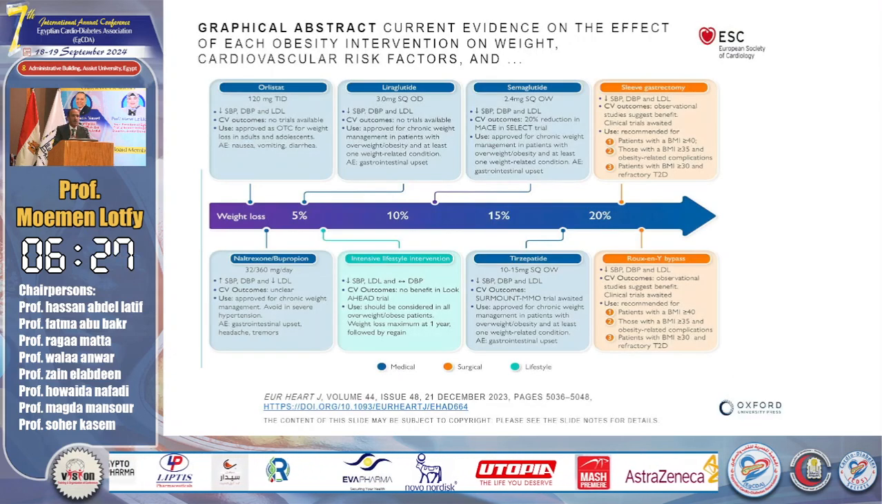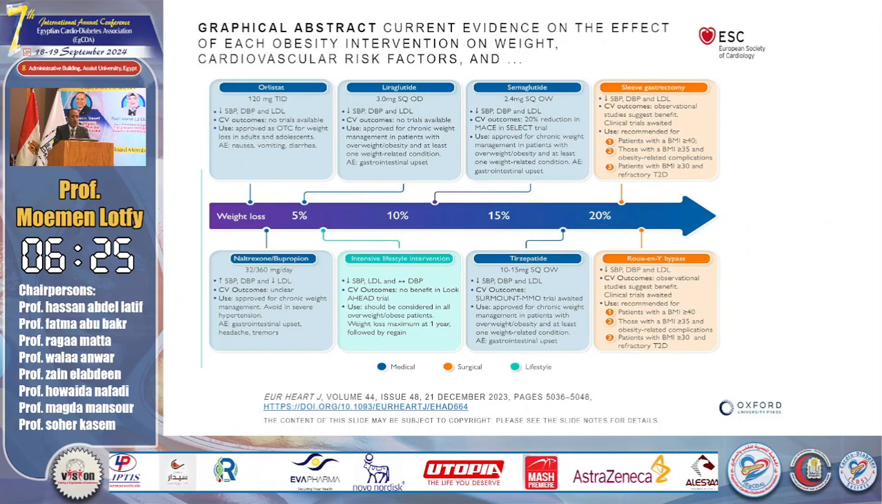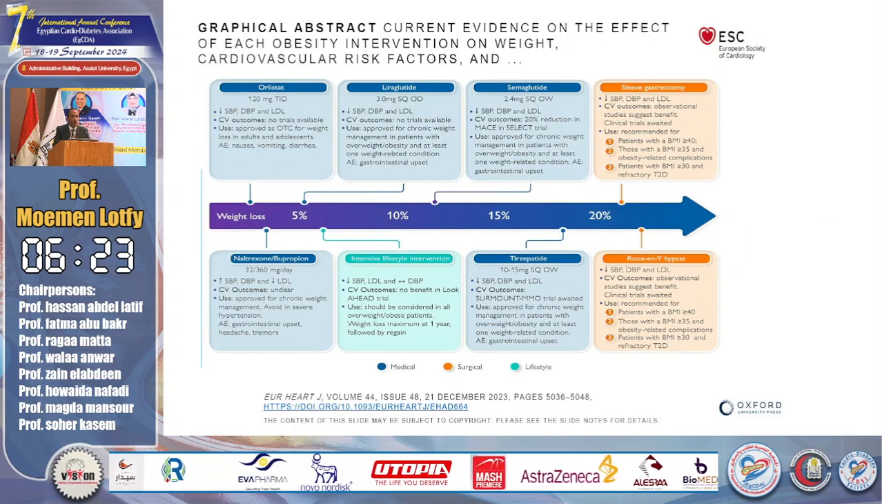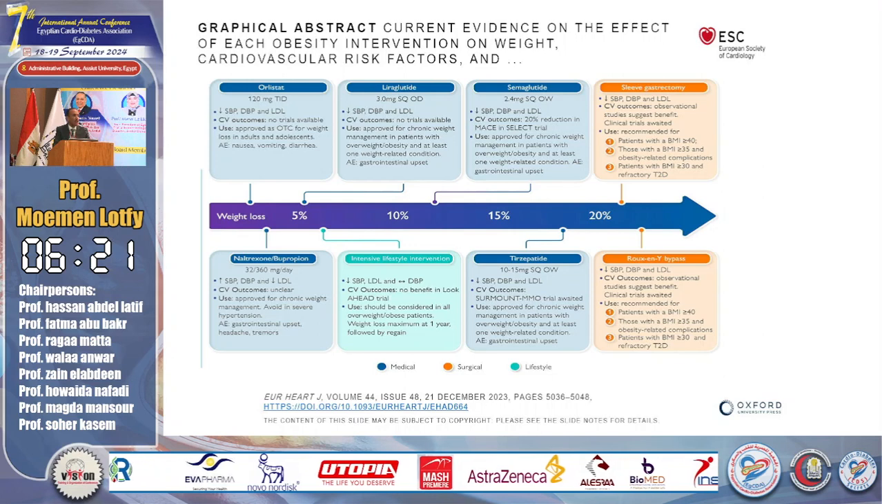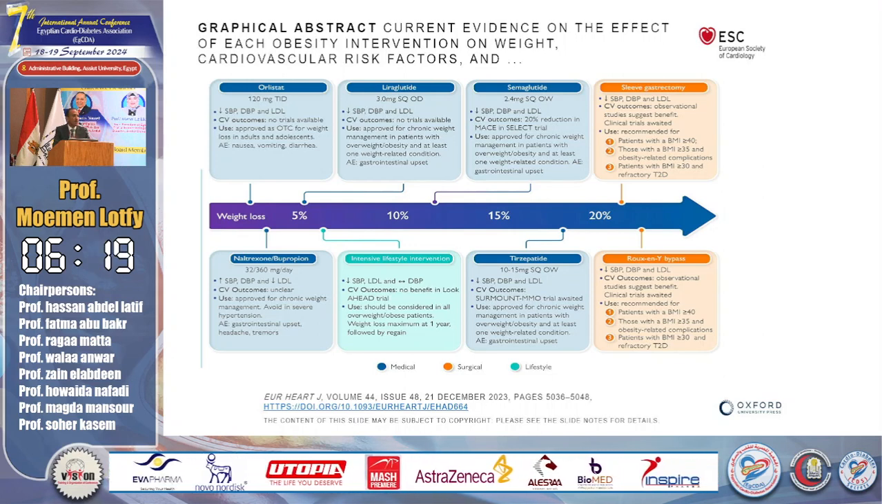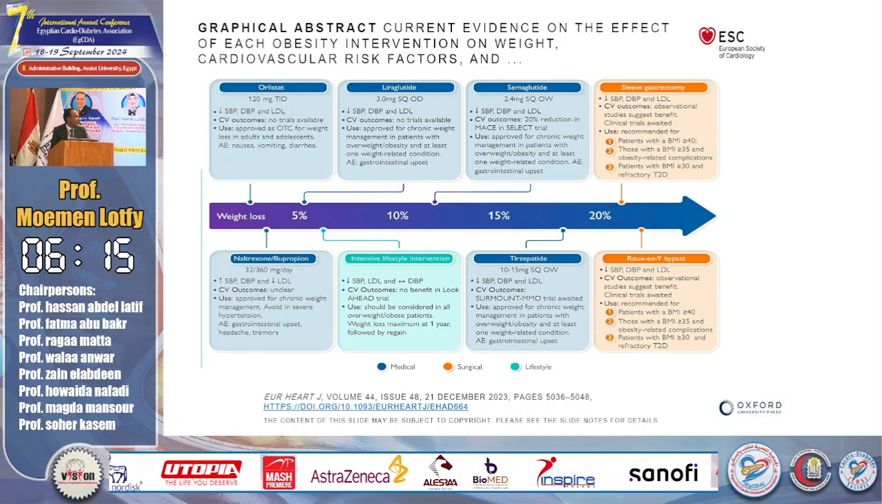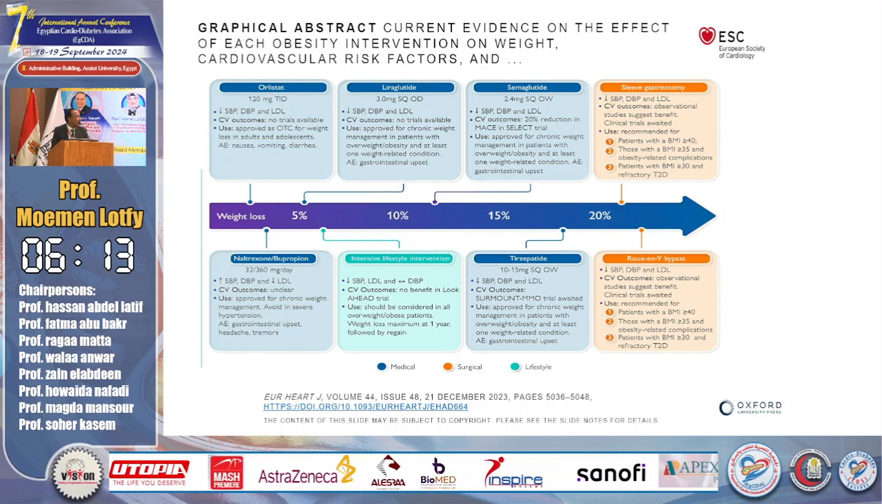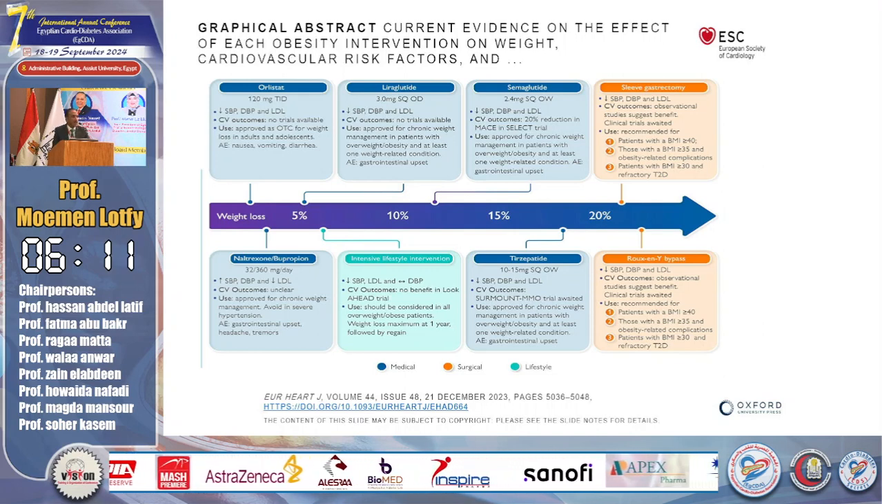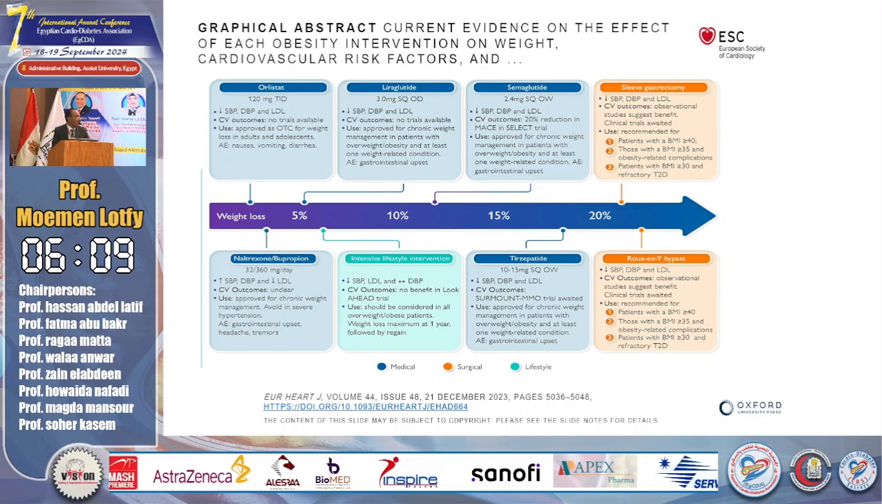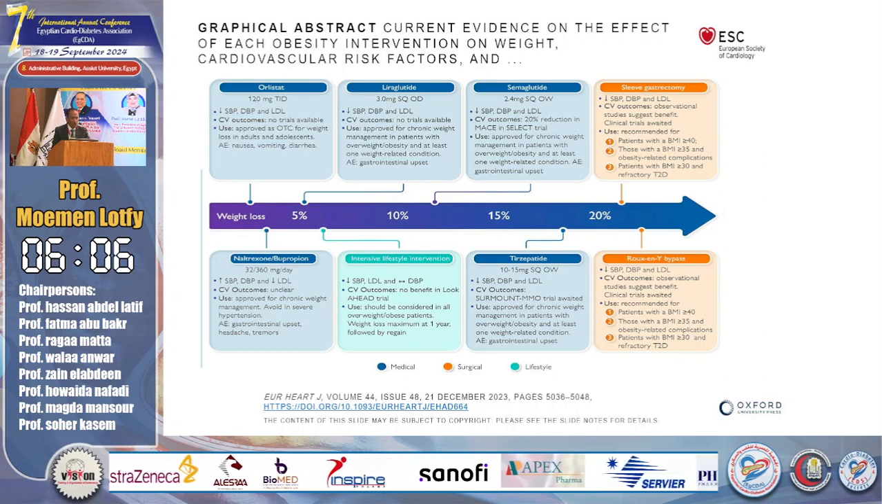This graph represents the cardiovascular outcome of various medications. All anti-obesity medications result in reduction of the systolic blood pressure, diastolic blood pressure, and LDL, with the exception of the centrally acting naltrexone and bupropion, resulting in increased systolic and diastolic blood pressure. Therefore, they are contraindicated in patients with hypertension.